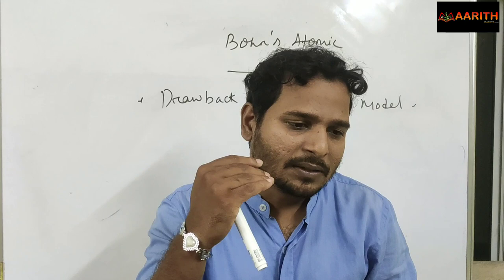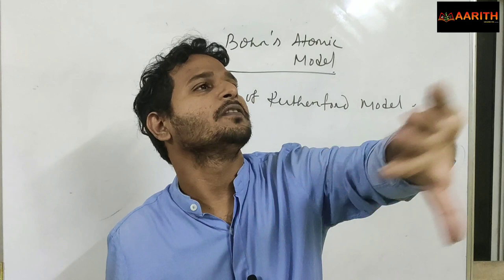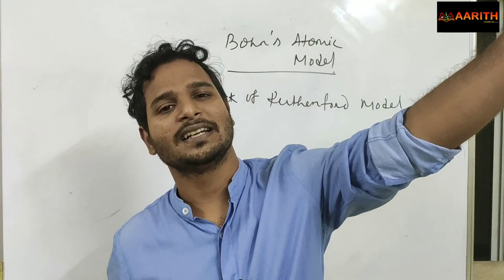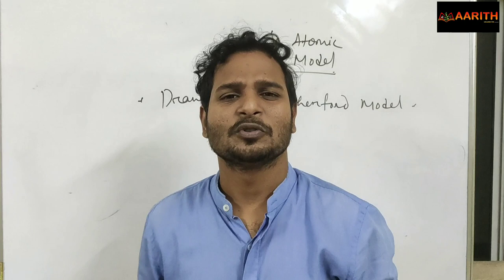So Bohr explained that the electron moves in a discontinuous manner, and when the electron moves in a particular orbit, it is in a stationary state. It doesn't lose energy, it doesn't absorb energy. When it absorbs, it jumps from lower to higher energy. When it emits, it jumps from higher to lower energies. Fine. So we observe the postulates in various ways. We observe all the analysis, all the things.